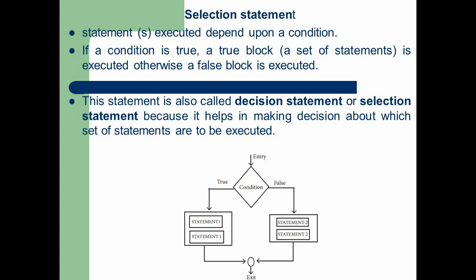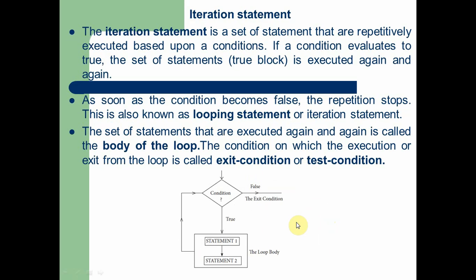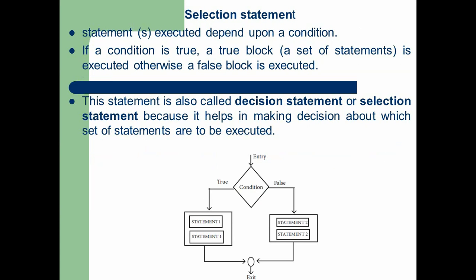In the flowchart you can see the condition. Here we get the entry for the condition and we have two choices, one is true and another is false. If the condition is true, then the true statement will execute. If the condition is false, then the false statement will execute. After executing either the true or false statement, it will exit from the condition.